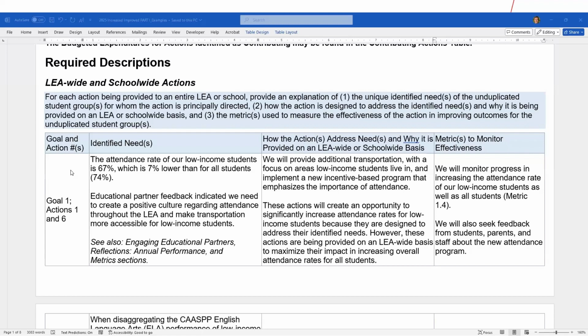So that right there ties directly to the identified need. Then the second paragraph in that column explains why the LEA is providing these services to all students and not just to low-income students. The actions are principally directed to the needs of low-income students. They are designed to address the needs of low-income students, but they are being provided to all students.